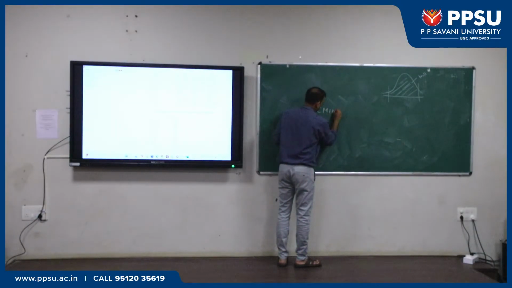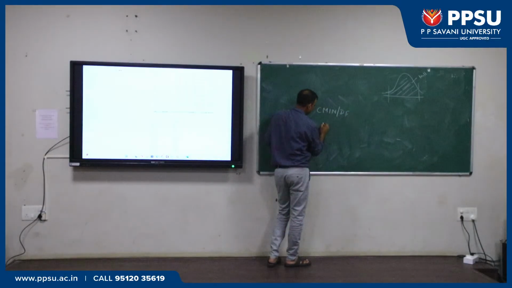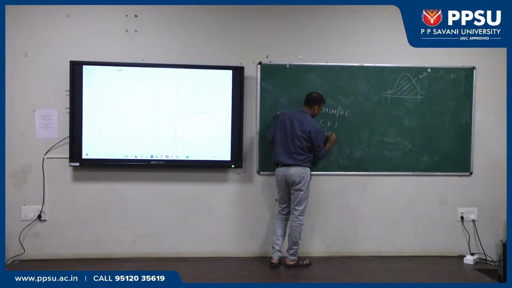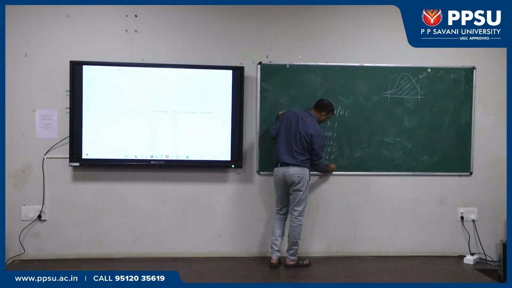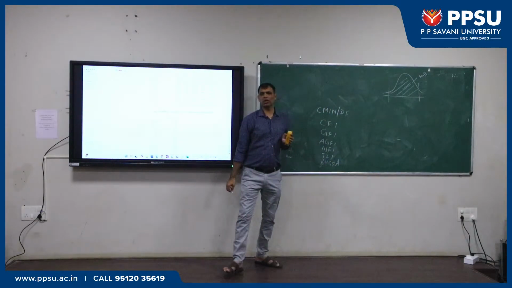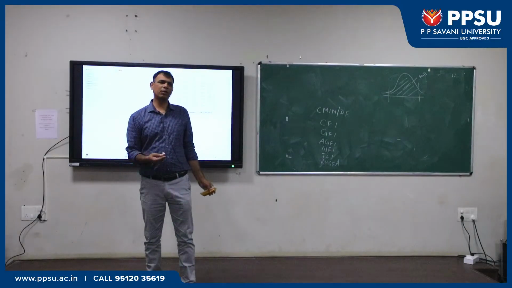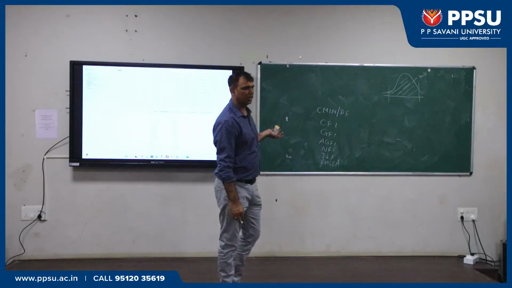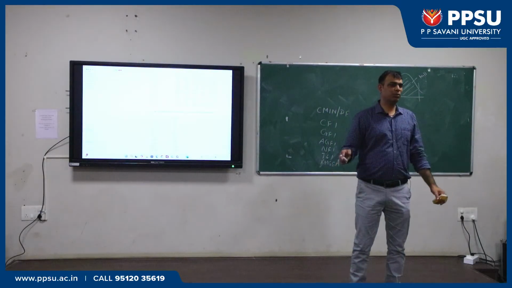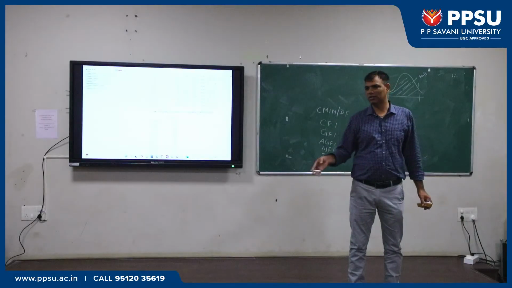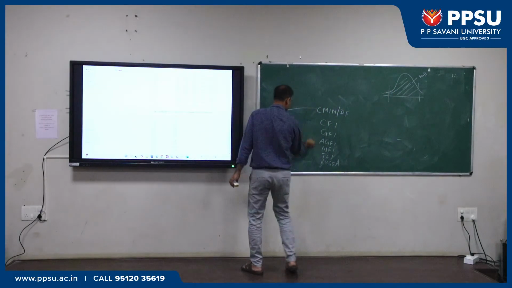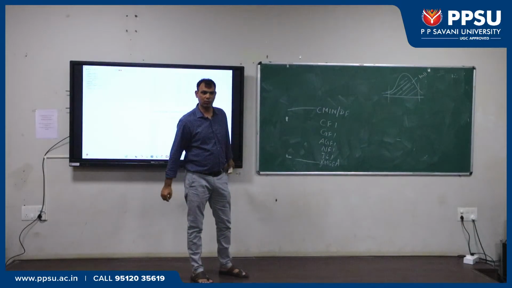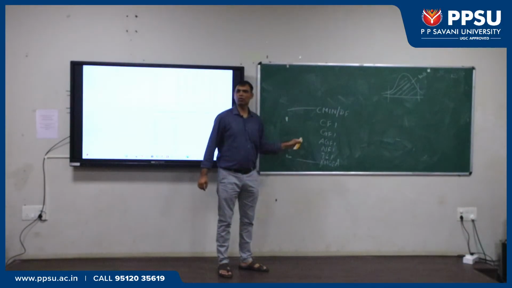Just write down somewhere: CMIN/DF, then CFI, GFI, AGFI, NFI, TLI, RMSEA. These are the different indicators of model fit: CMIN/DF, comparative fit index, goodness of fit index, adjusted goodness of fit index, normed fit index, Tucker-Lewis index, and root mean square error of approximation. These two are badness of fit, meaning they should be close to 0. These are goodness of fit, which should be close to 1.